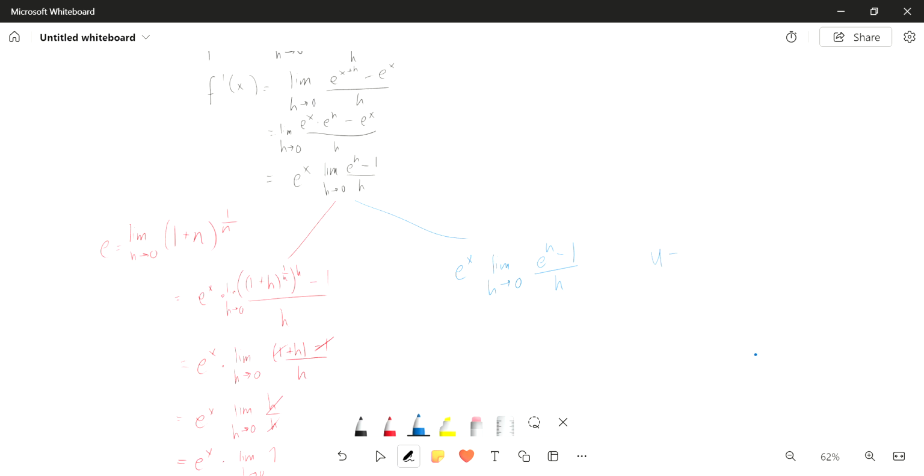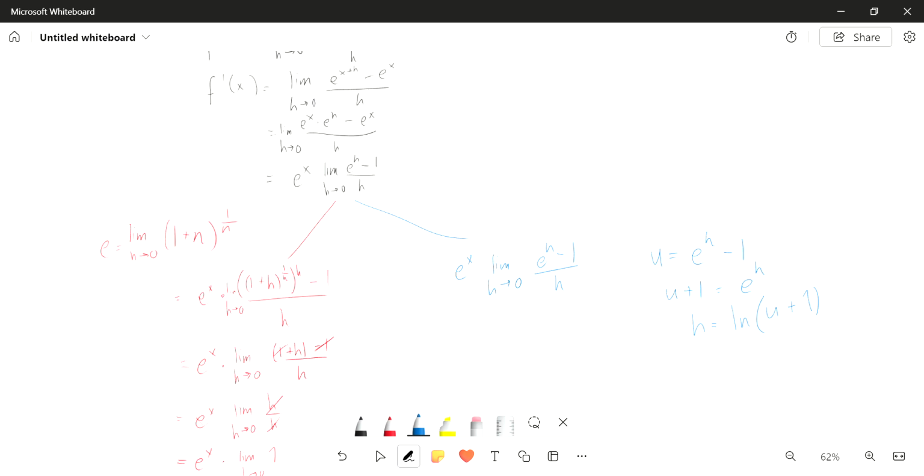So let some variable u equal e to the power of h minus 1. So that means u plus 1 is equal to e to the power of h. So that means h is equal to ln of u plus 1.